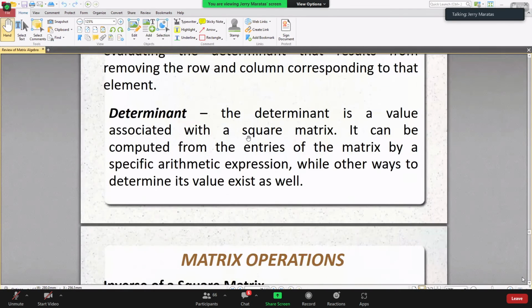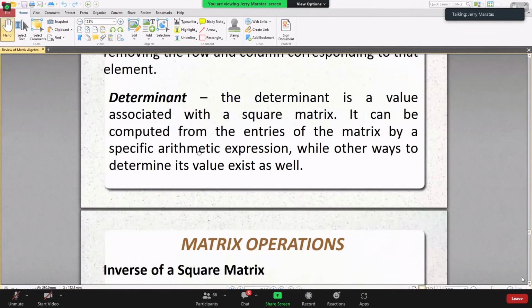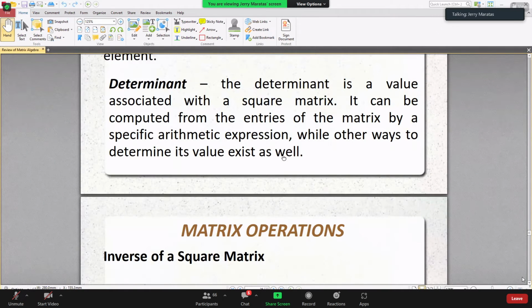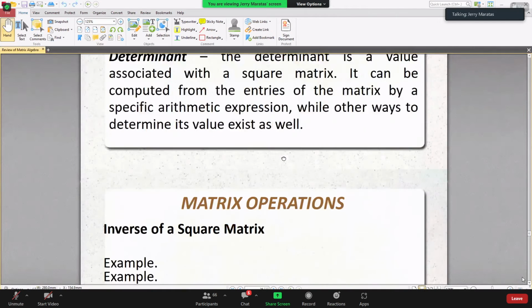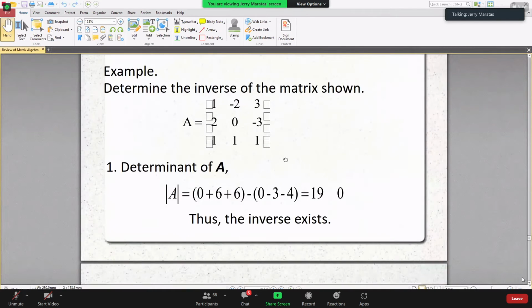The determinant is the value associated with a square matrix. It can be computed from the entries of the matrix by a specific arithmetic expression, while other ways to determine its value also exist. Okay, so let us put this in an example. Assuming this is our matrix A, these are the elements of my matrix A.